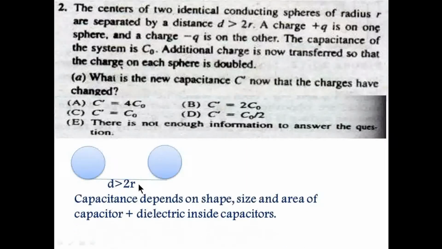So now we have these two spheres with radius r, separated from each other by a distance that is greater than 2r. So we have to discuss what the new capacitance is when the additional charge is transferred. As we know, capacitance depends upon the dielectric inside the capacitor as well as the shape, size and area of the capacitor, but not on the charges or potential difference. So option C is the correct option.